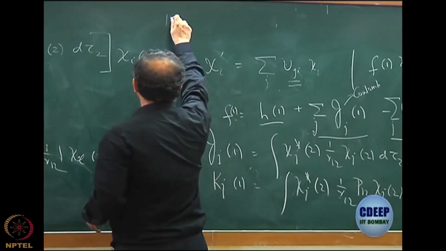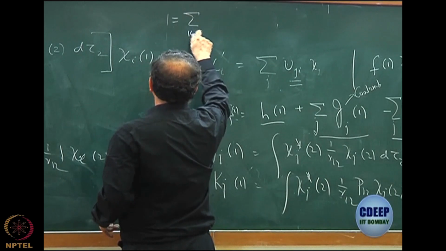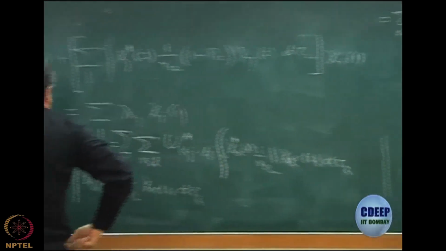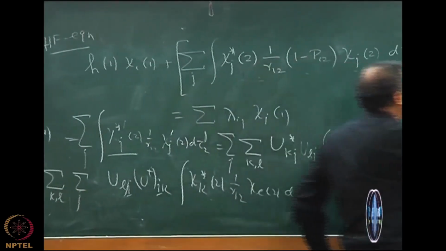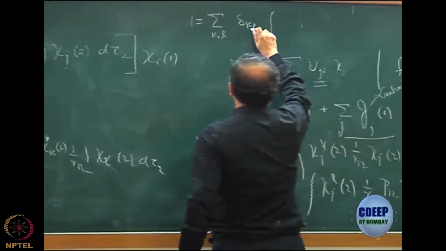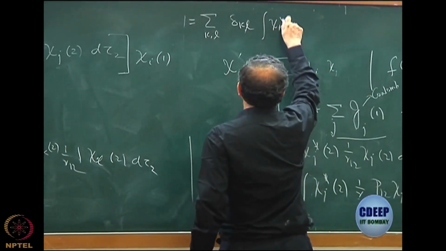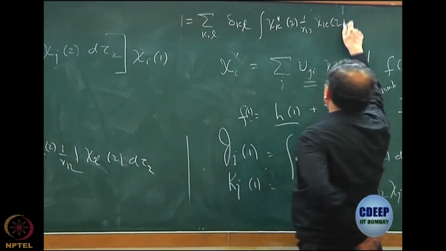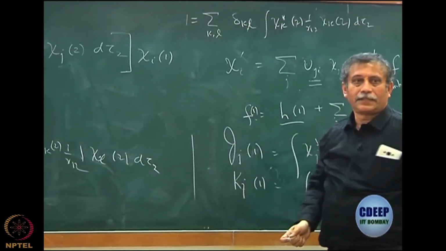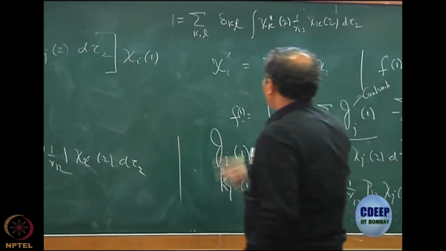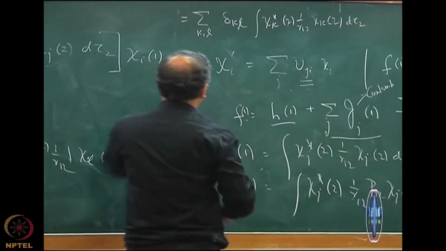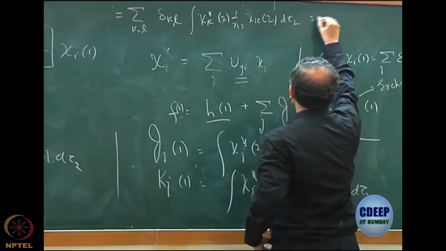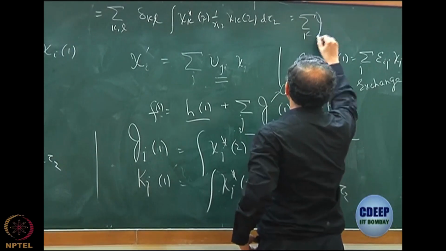So now I write this. Then this becomes sum over KL delta KL, because the sum over j is performed over this, and you have phi k star 2. Now you can already see the result that you want. Delta KL phi k star 2, 1 by R12, phi L 2 d tau 2. Correct? All right, sum over KL. Of course, since delta KL is there, K is equal to L. So this is nothing but sum over k J k.